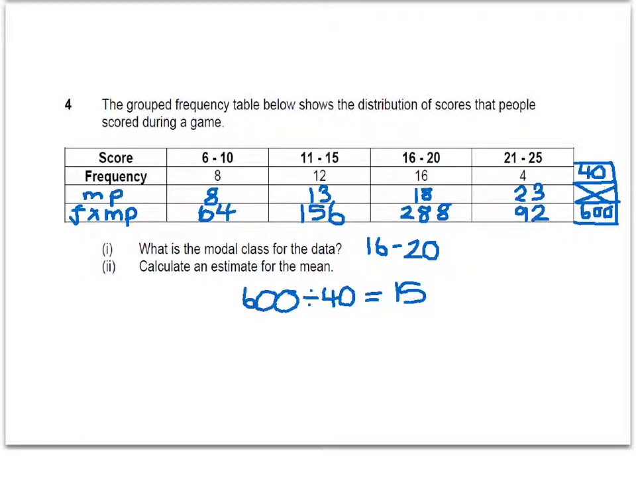Which, again, if you look to go back and estimate your answer, you knew you were expecting the mean to be somewhere around the middle of this data, which is where 15 roughly is. So that looks about right.